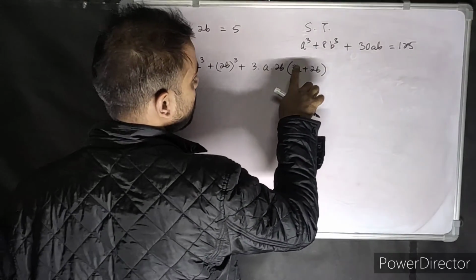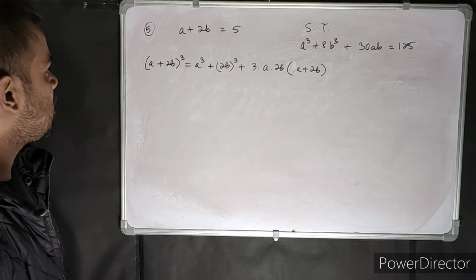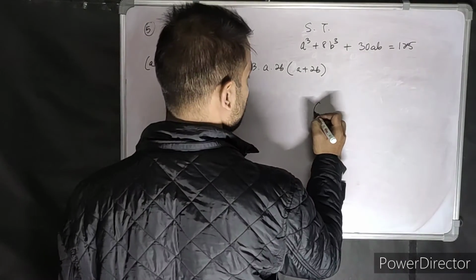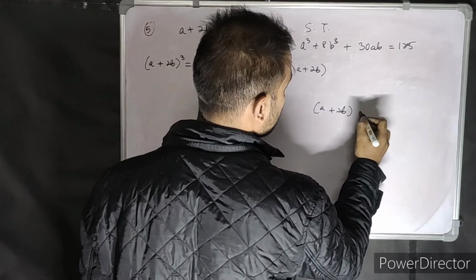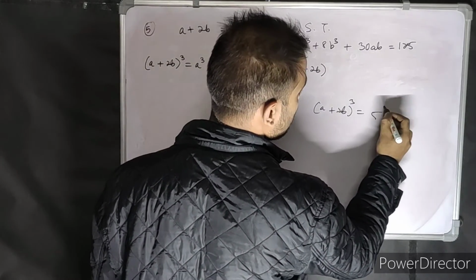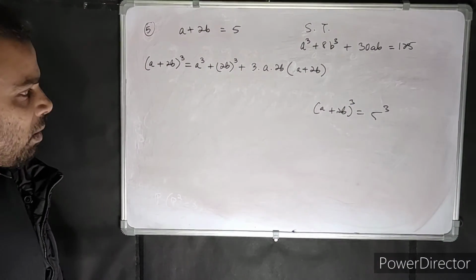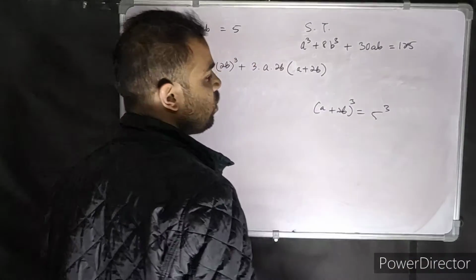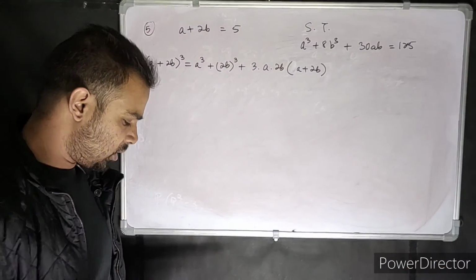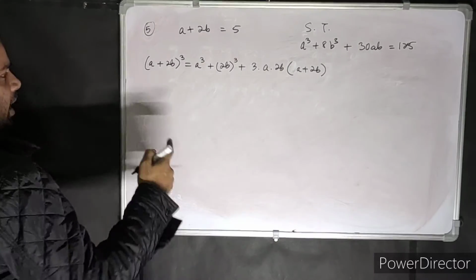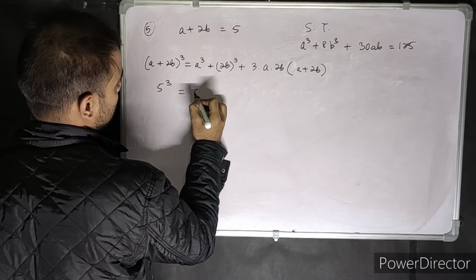No, mistake here. A cube plus 2b whole cube. Now, some of you also might want to do this. A plus 2b is equal to 5, then cube it. You can do that also. Any way you like, you do it. You have to pass your exam. Whatever you do and I'm doing here is the same thing actually.